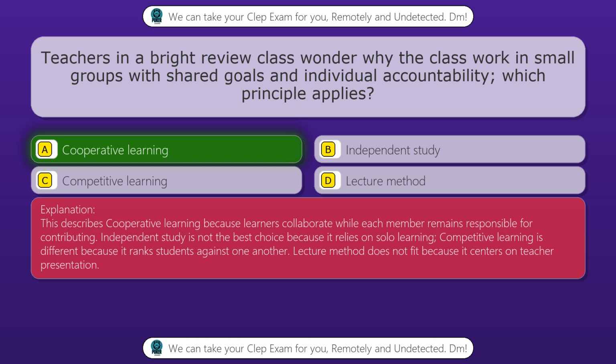This describes cooperative learning because learners collaborate while each member remains responsible for contributing. Independent study is not the best choice because it relies on solo learning. Competitive learning is different because it ranks students against one another. Lecture method does not fit because it centers on teacher presentation.